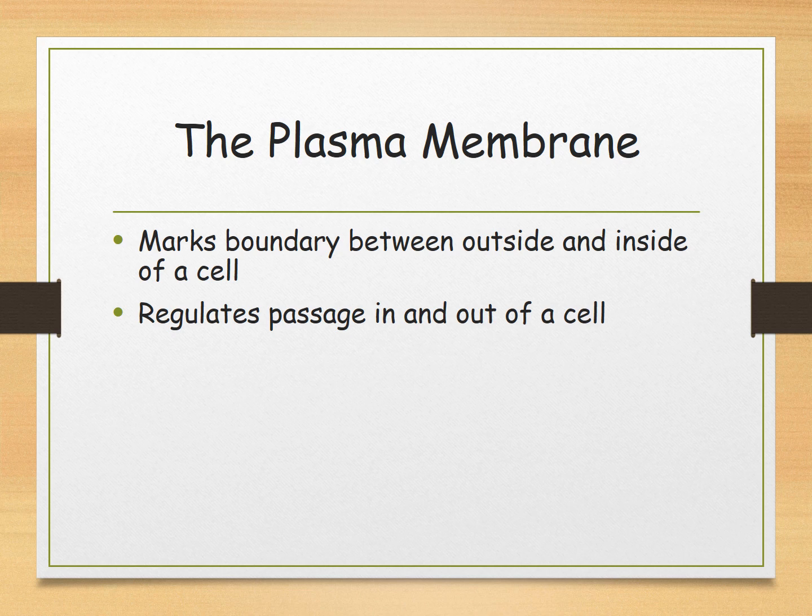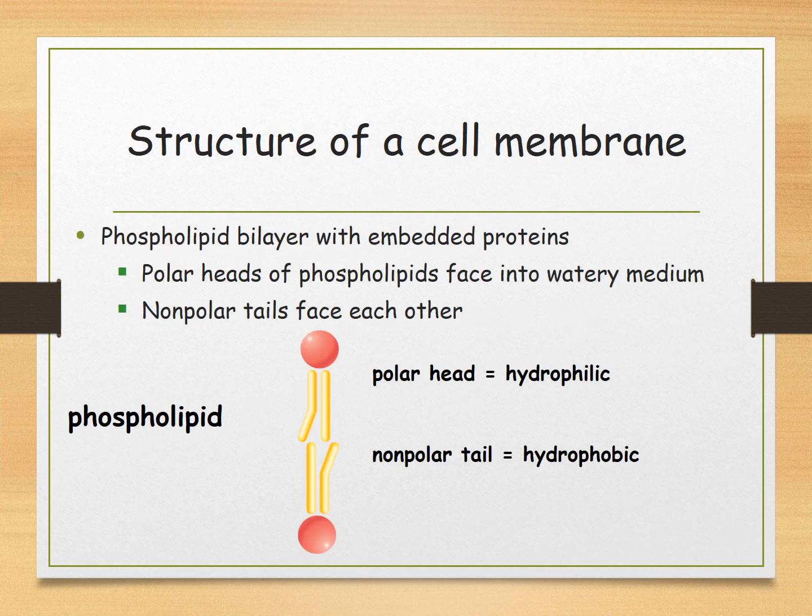And in lab this week, you looked at the passage of molecules into and out of the cell by the processes of diffusion and osmosis. So the plasma membrane acts to regulate the passage of molecules into and out of a cell. Remember in lab that we mentioned that it's selectively permeable. But now we're going to look at the specific structure of a cell membrane.